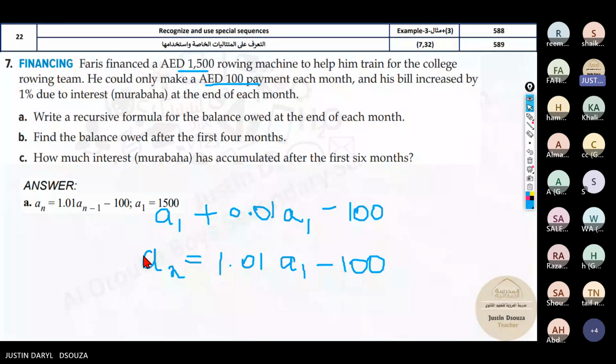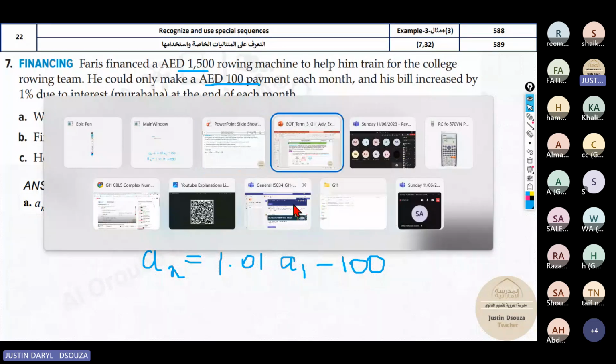Now over here, the recursive formula is not written with A1, A2, it's always with a_n. So you write this as a_n, and the inner term is a_(n-1), the previous term. That's it. Next, find the balance owed after 4 months. How do you do that? After 1 month, what's going to happen? All you need to do is substitute over here.